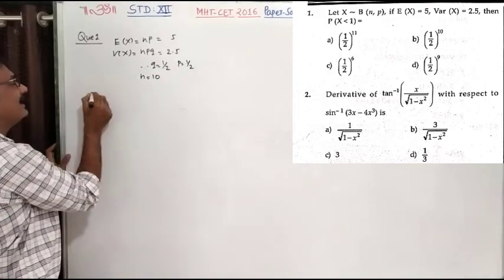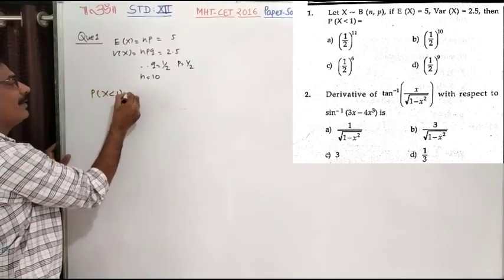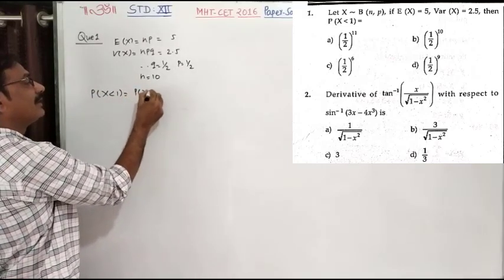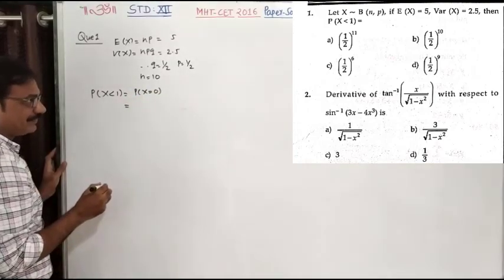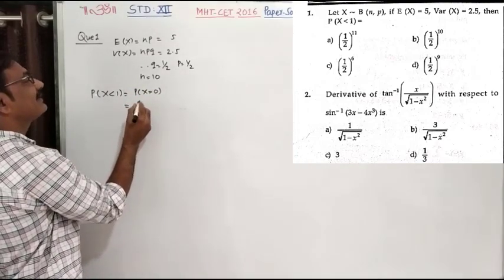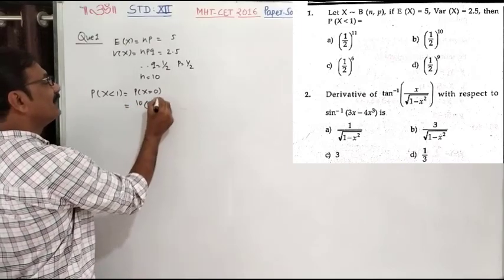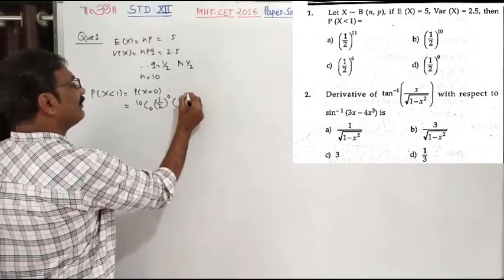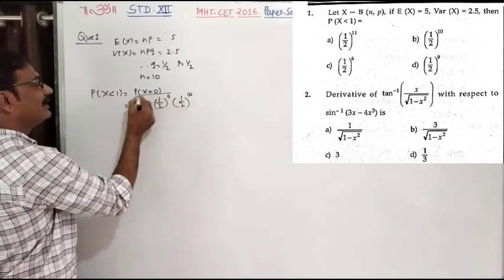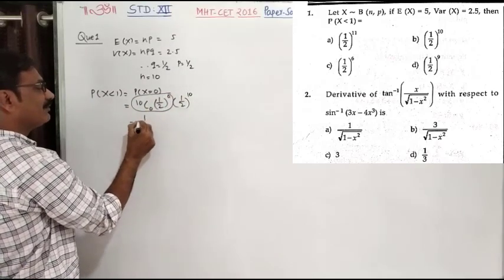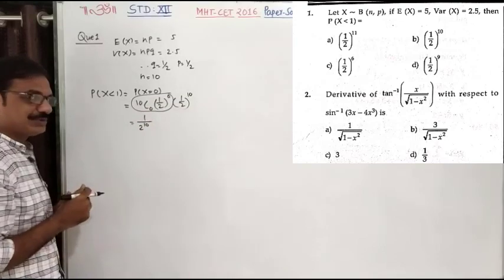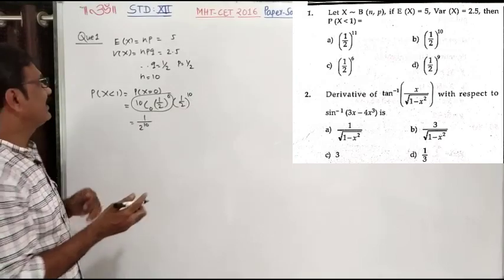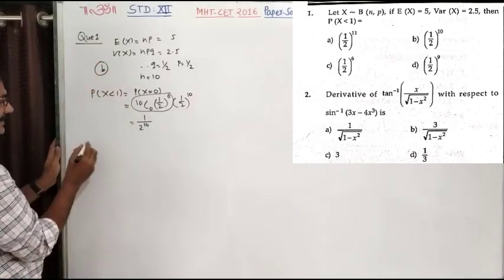To find the probability for P of x less than 1, it is just P of x equal to 0. Got it? So nCx, nC0, 1 upon 2 raised to 0, and 1 upon 2 raised to n minus x, that is 10. It becomes 1, 1 raised to 10 is 1, so 1 upon 2 raised to 10 will be your answer. Yes, your option is B for the first question.